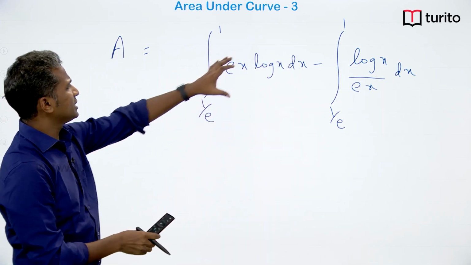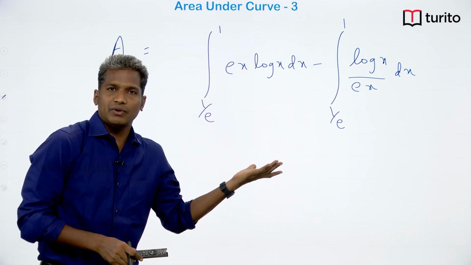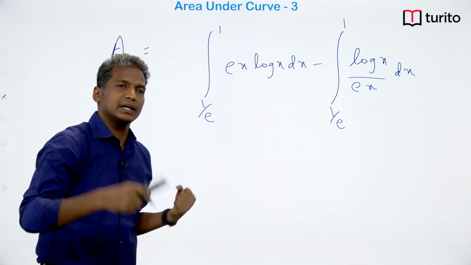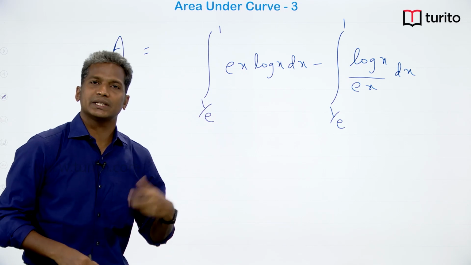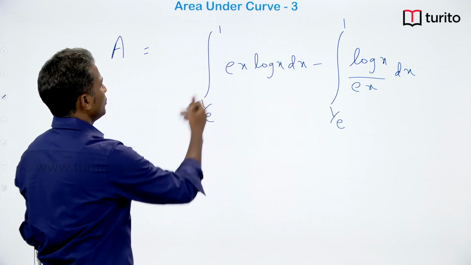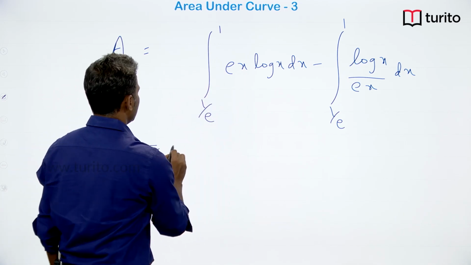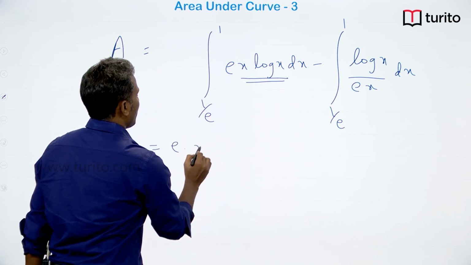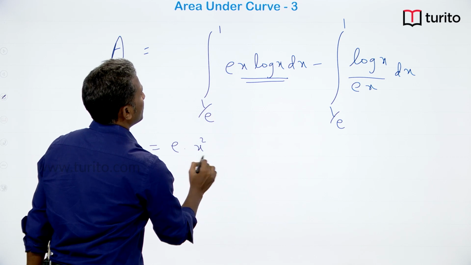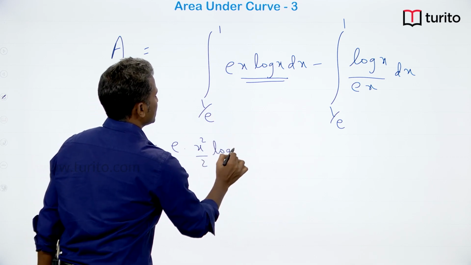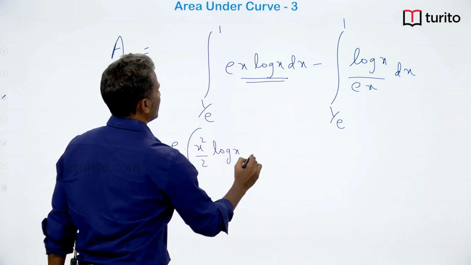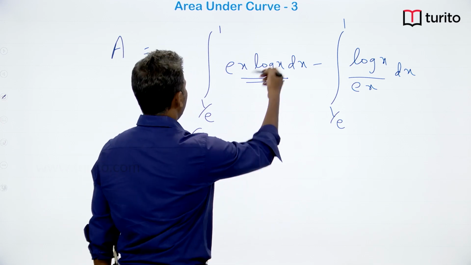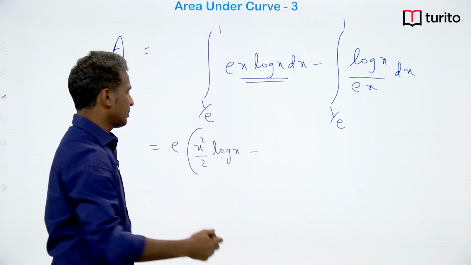I will first evaluate this value, and based on whether it is positive or negative, I will put the appropriate sign. So then how do we proceed? You know how to integrate this. The integral of x log x will be x square by 2 into log x minus, again we have to differentiate log x, that becomes 1 by x.